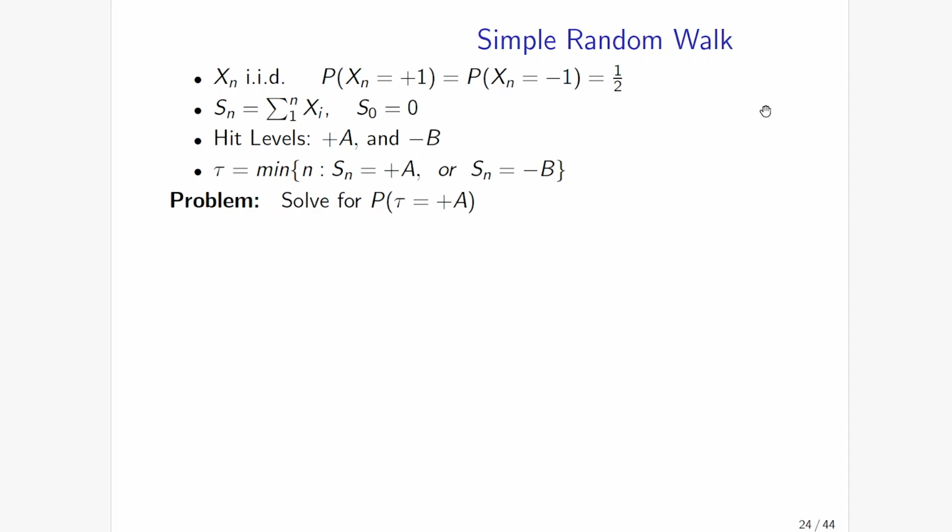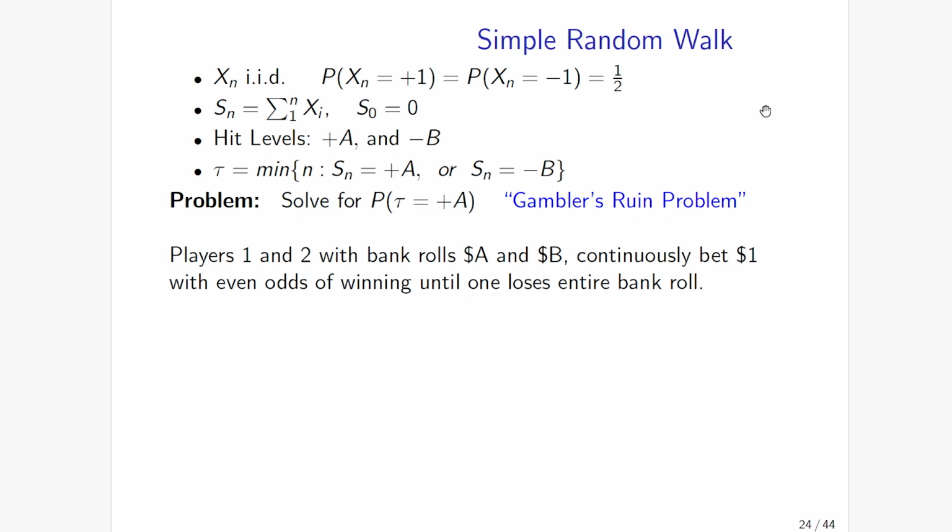And we can consider having a hit level for the sum Sn being equal to +a or -b. Basically this reflects whether we beat our opponent or not. If we have a bankroll B and our opponent has a bankroll A, do we win the entire bankroll of our opponent and hit A first? So we have this problem, and we want to know what's the likelihood of basically player 1 losing.